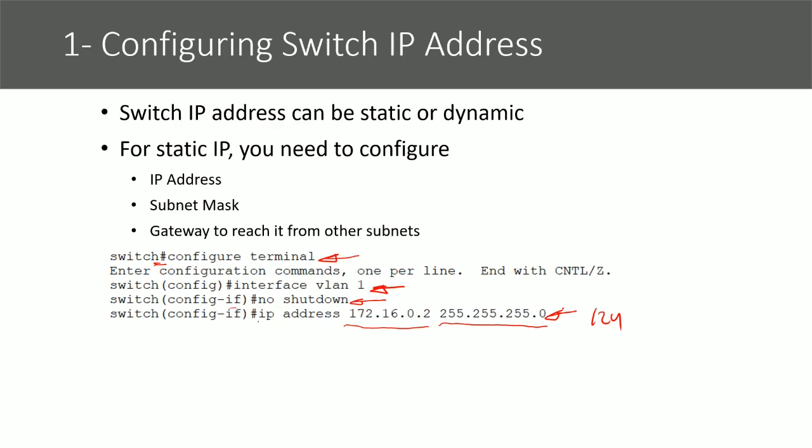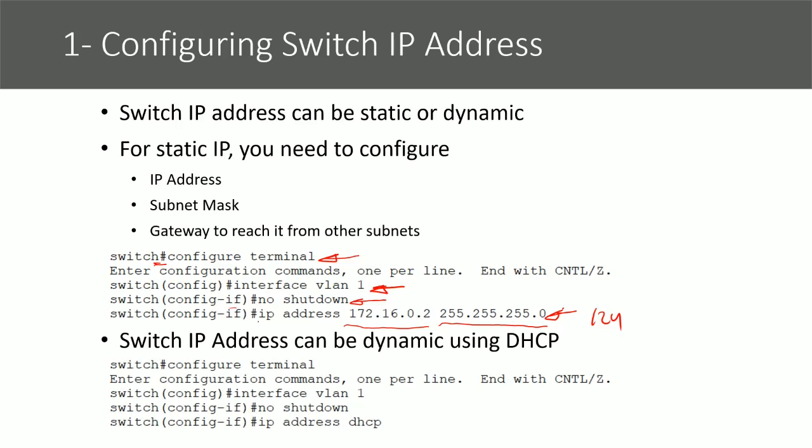If you want to configure the IP address using DHCP, we should have a DHCP server in the network, and the commands are as follows. We go to configure terminal, and then to VLAN 1 submode, and within VLAN 1 submode we start with no shutdown, and then we configure the IP address to be DHCP.